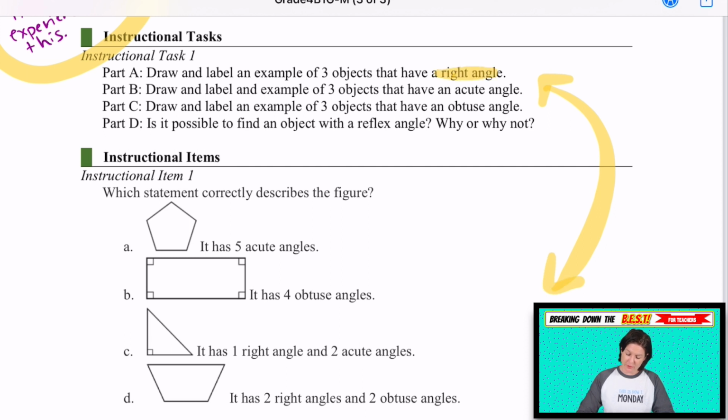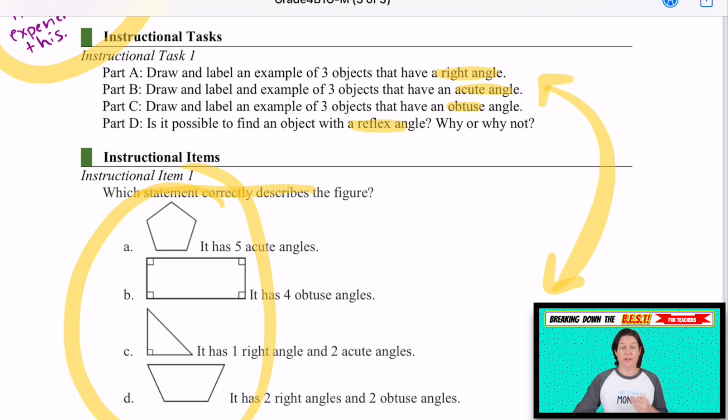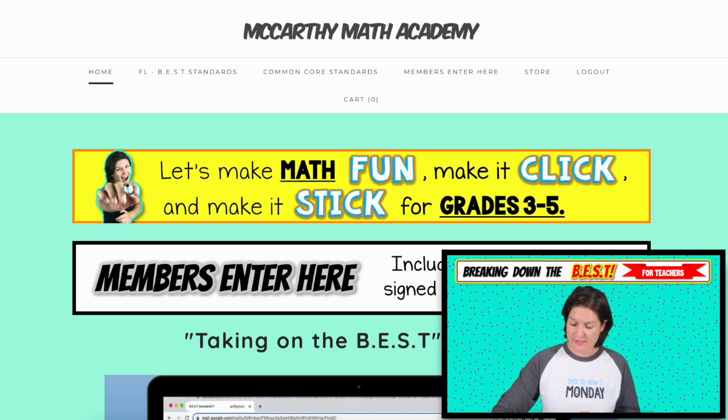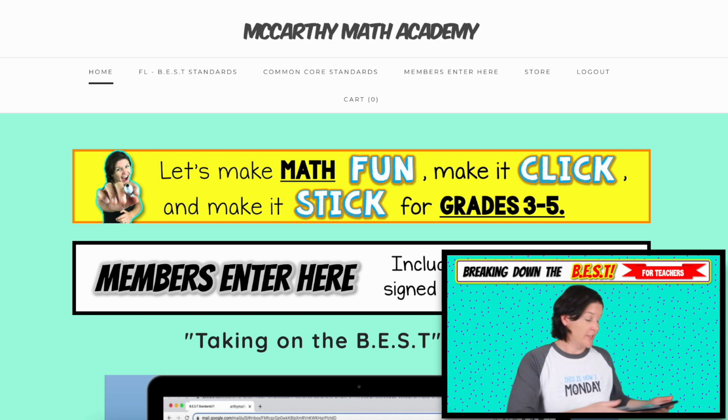So you can see we've got the terminology: right angle, acute angle, obtuse angle, reflex angle, or which statement correctly identifies the figure there. So being able to see these two-dimensional shapes and identify what kind of angles we have. That is what we are looking for right now, okay? So I think that is it for going over what this standard says.